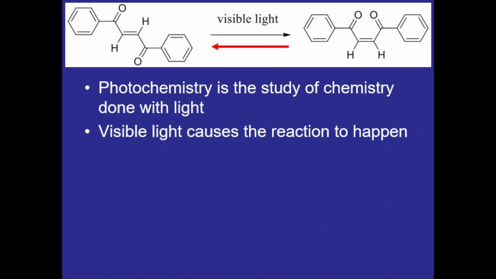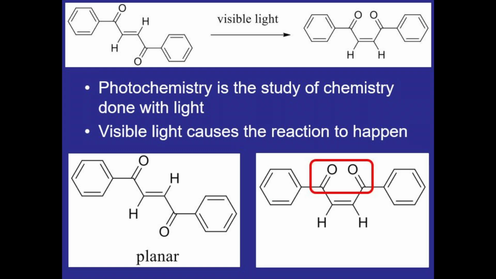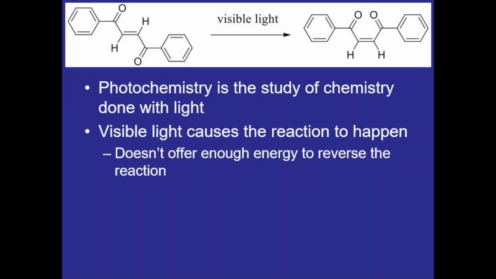of the molecular orbitals. The reagent is completely planar, all the carbons are sp2 hybridized, but if we look at the product, these two oxygens do not want to be this close to each other, and they actually start to repel each other, kind of bending the pi bond in the middle, making this molecule non-planar. That non-planar conformation changes the energy levels of the HOMO and the LUMO, so that visible light no longer offers enough energy to reverse the reaction.